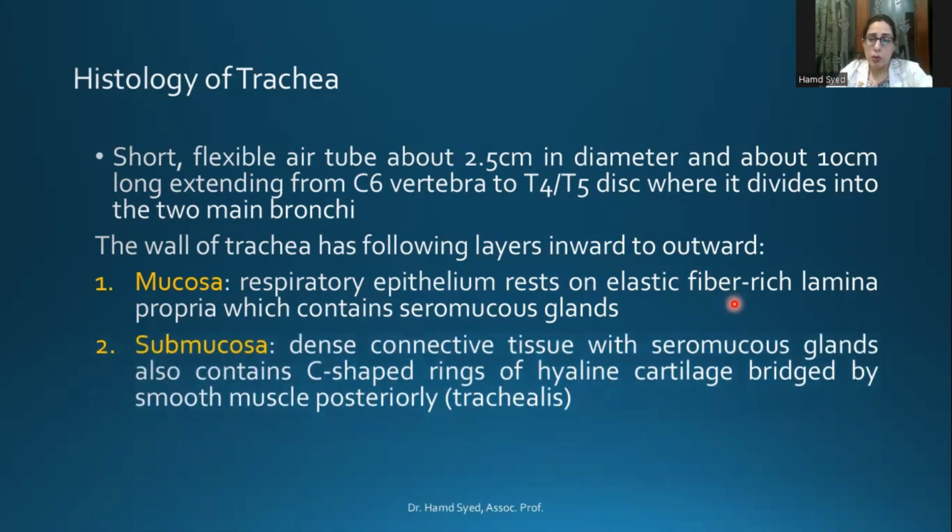Then if we look outer to the mucosa, there is the submucosa, which is dense connective tissue, also containing seromucous glands, as well as C-shaped rings of hyaline cartilage, bridged by smooth muscle posteriorly, which is known as trachealis. And the outermost layer of the wall of the trachea is the adventitia, which is the loose connective tissue present most externally.